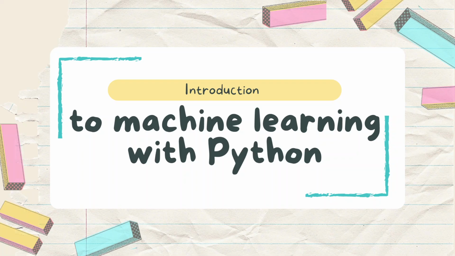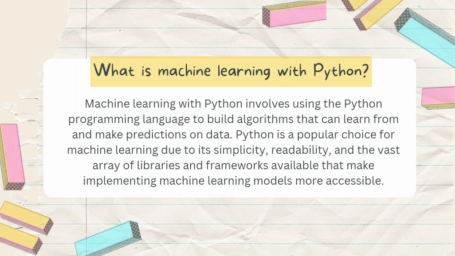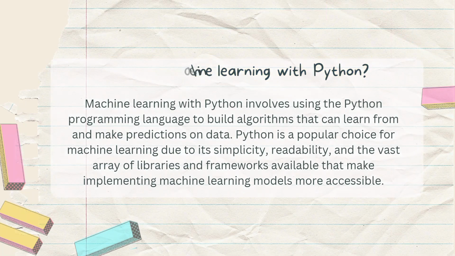Before getting into our whole course classes, we have to learn a bit about the introduction to machine learning with Python and what machine learning with Python is. Machine learning with Python involves using the Python programming language to build algorithms that can change, learn from, and make predictions on data. Python is a popular choice for machine learning due to its simplicity, readability, and the vast array of libraries and frameworks available that make implementing machine learning models more accessible.